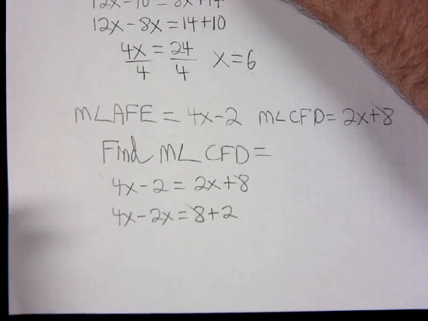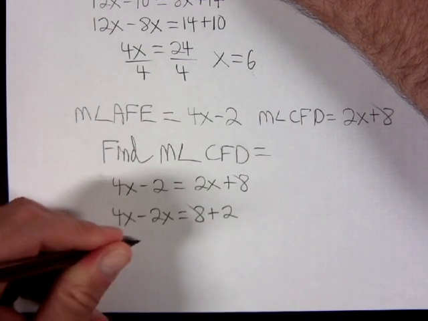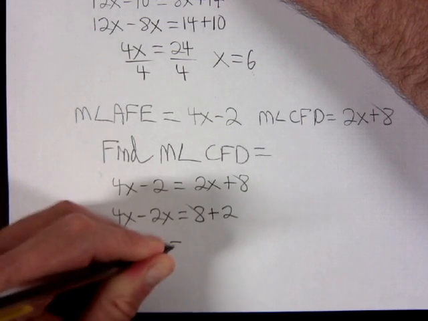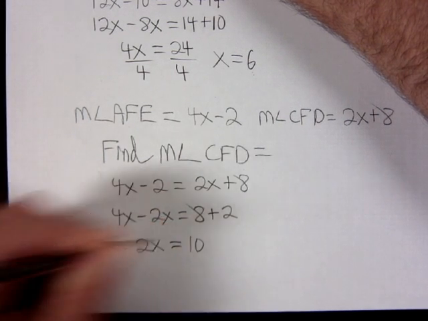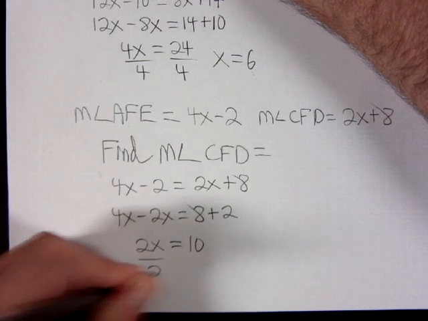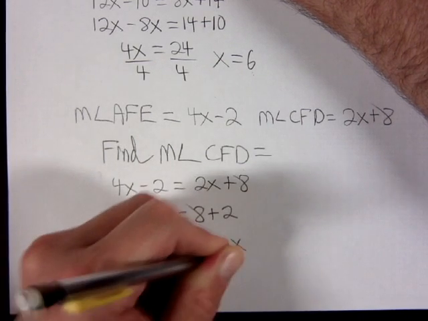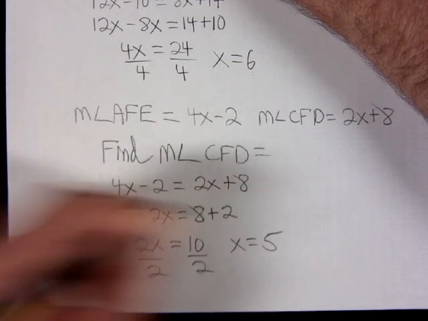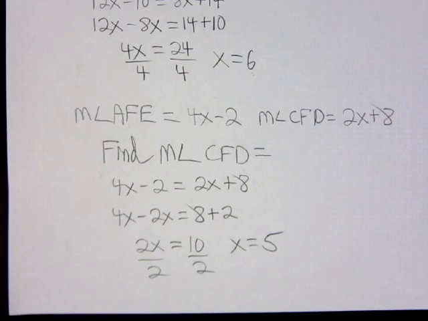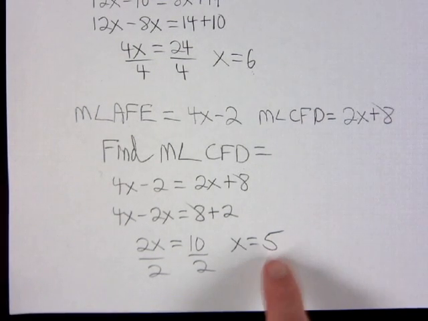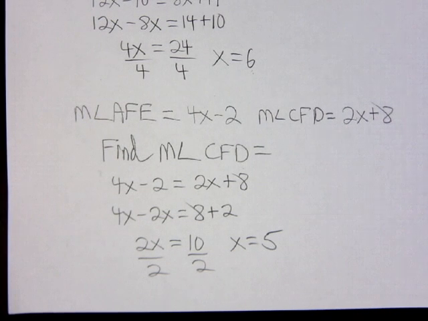And then now I can put the like terms together. 4x minus 2x is 2x. 8 plus 2 is 10. I'm ready now to divide by 2. I can get x equals 5, which of course is not the right answer in a multiple choice. 5 is going to be choice A. So make sure that you're answering the question.